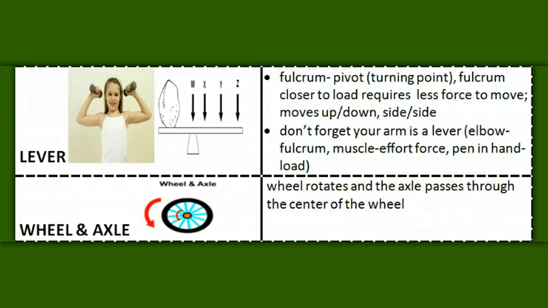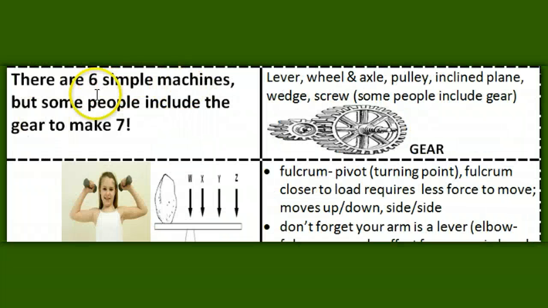All of these that I've gone over are simple machines. What I haven't gone into detail with is sometimes people call a gear a simple machine. Let's look and see what one looks like. So there are 6 simple machines, but some people include the gear to make 7. The lever, the wheel and axle, the pulley, the inclined plane, the wedge and the screw, and some people include a gear. And a gear really looks like a wheel and axle with just a little bit of other things attached to it. So a gear kind of has little levers on the outside of it that make it go round and round and interconnect.